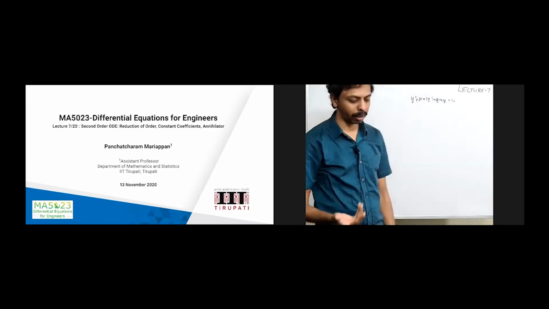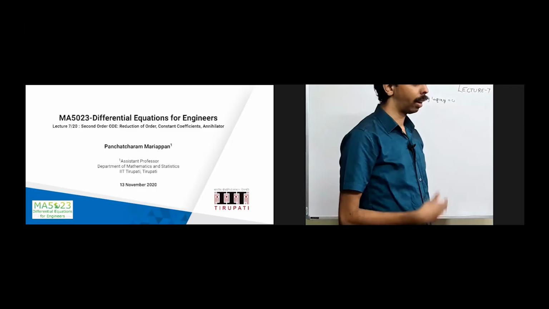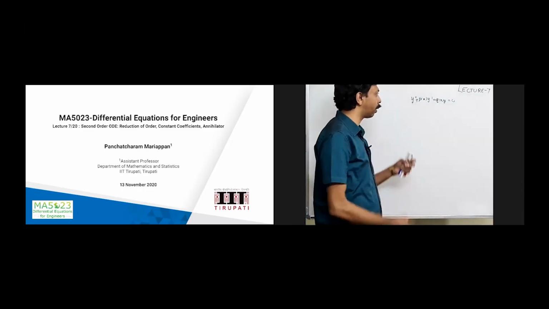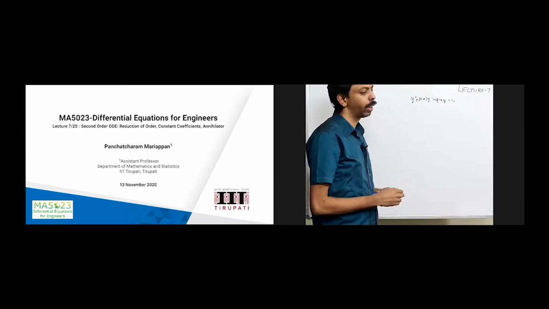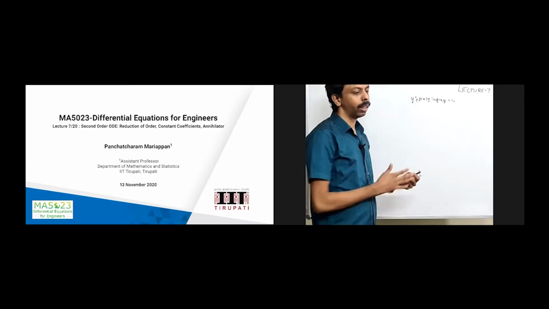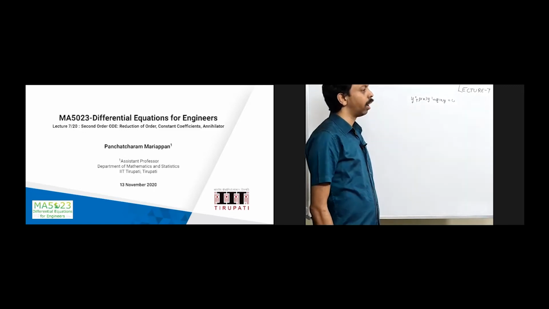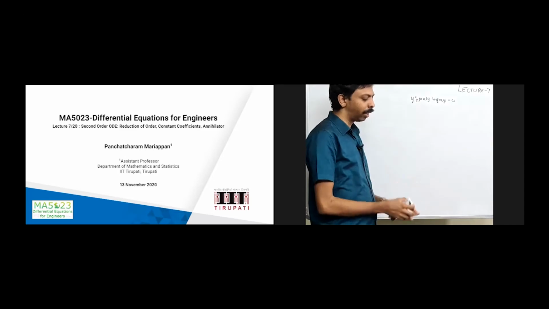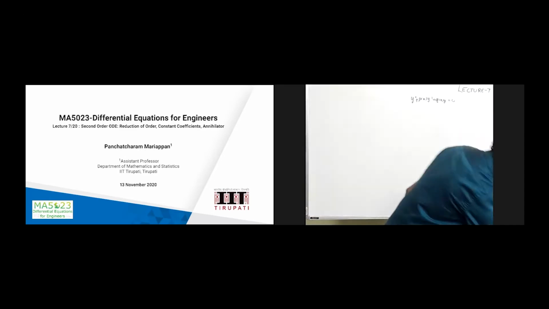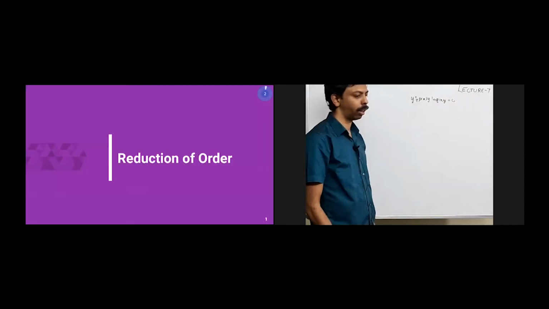And then we discussed the Wronskian, and when p(x) and q(x) are continuous and initial value problems are there, how existence and uniqueness come in. These are all the things we have seen so far. Now we are going to see reduction of order. So let's have a quick recap of what we did a little bit.